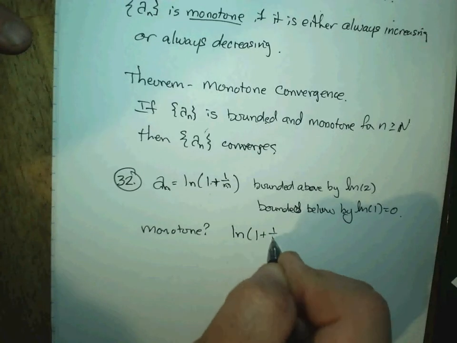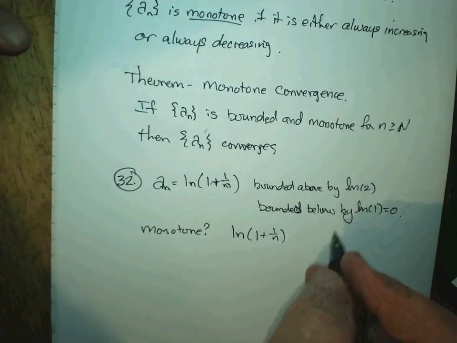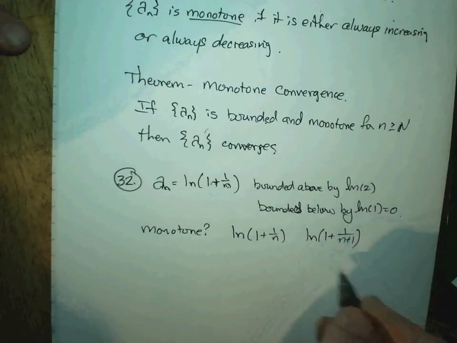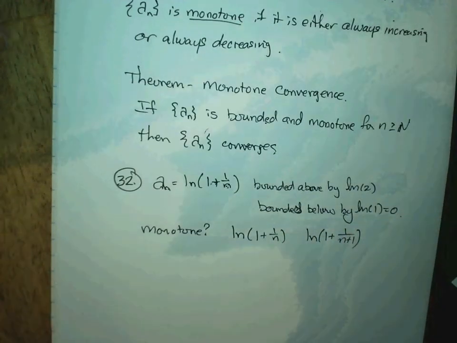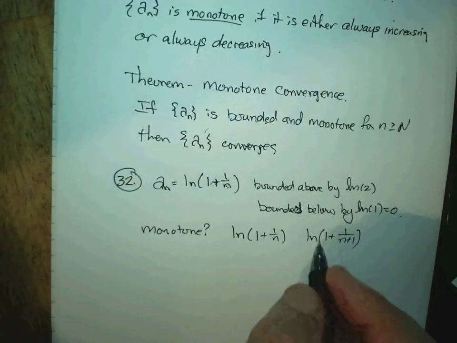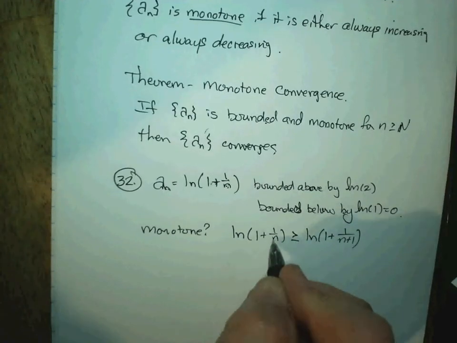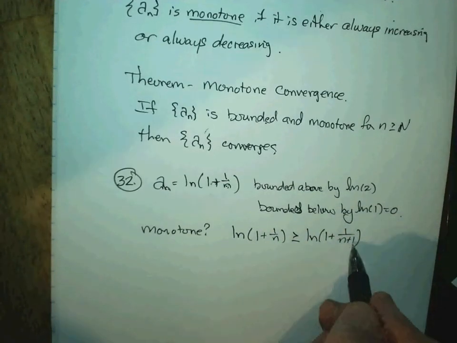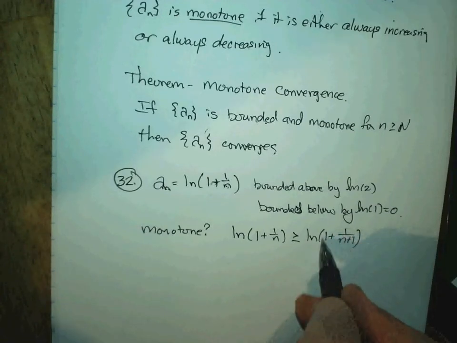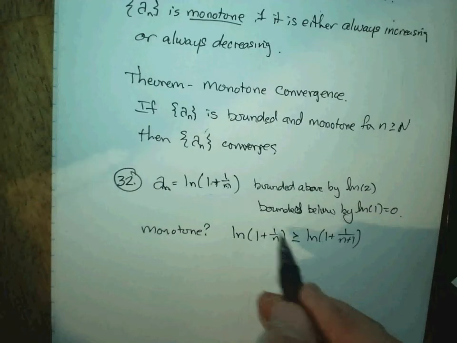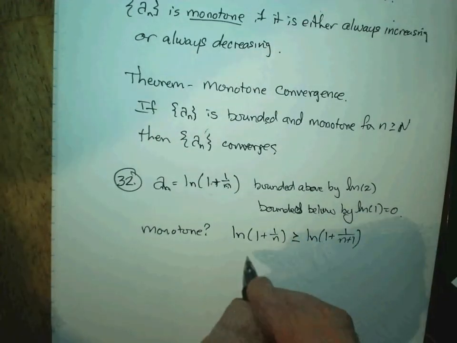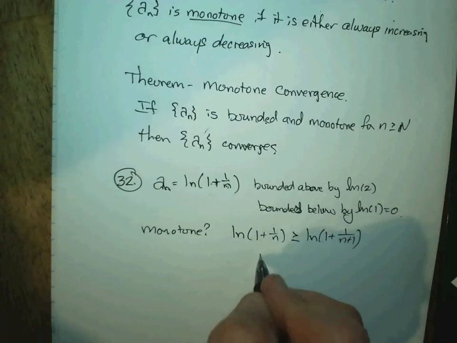Well, let's take a look. Think about the terms natural log of 1 plus 1 over n in comparison to the natural log of 1 plus 1 over n plus 1, which would be the next term in the sequence. Is there a general form to this that convinces you that one of them is always larger than the other? Well, sure. This is going to be bigger than this because this denominator is larger, making this fraction smaller, making this argument of the log smaller than this one.